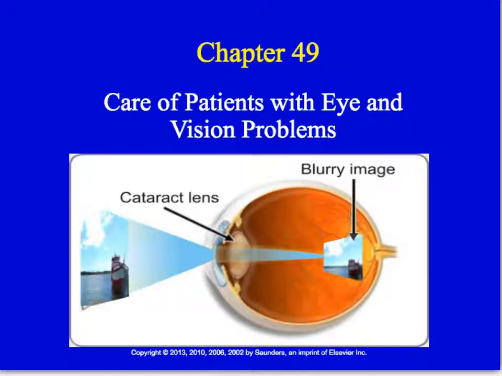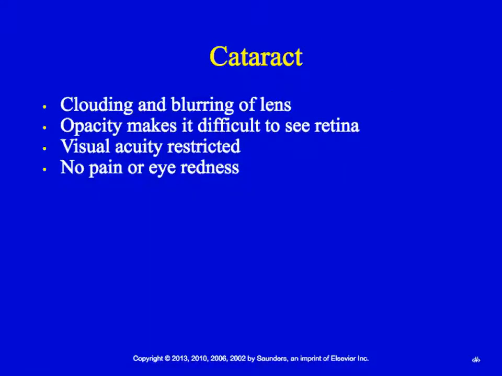This presentation will cover Chapter 49 regarding care of patients with eye and vision problems. The first problem we'll address is cataracts. Cataracts essentially is an increase in the lens density where the lens becomes opaque. The most common cause of this is aging.